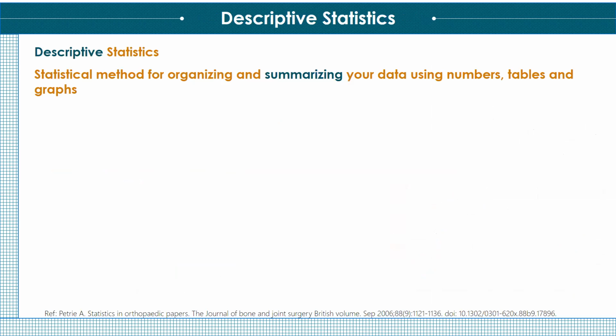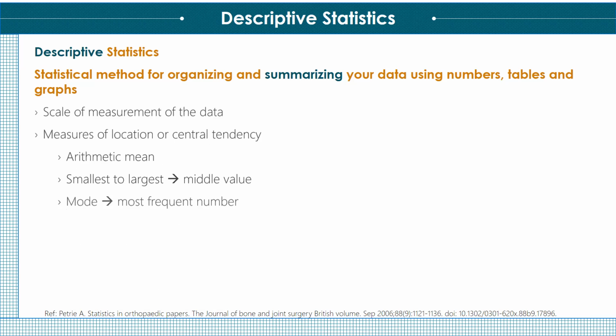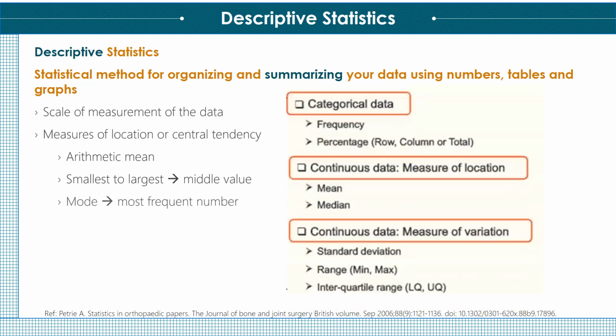So what are descriptive statistics? This is a statistical method for organizing and summarizing your data using numbers, tables, and graphs. This is the scale of measurements of the data, and it really measures the central tendency of your data by means of a mean, a range smallest to largest, a middle value, such as the median, or the mode, which would be the most frequent value.